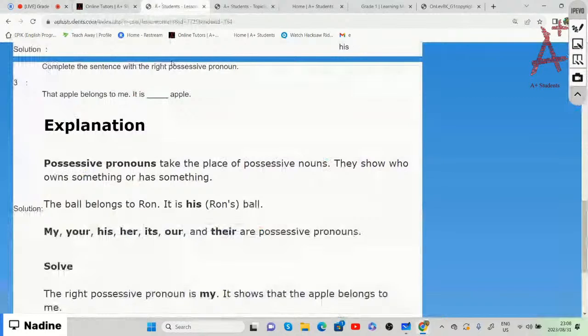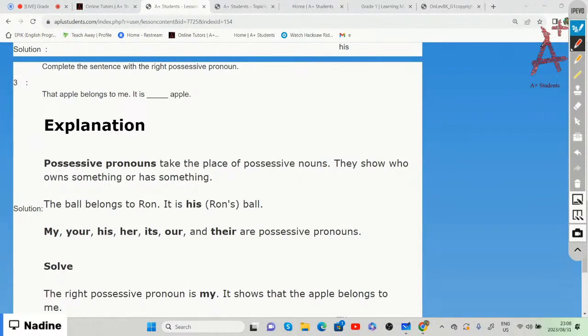The apple belongs to me. So something belongs to me, right? And we need to show possession. Then we can say it is my apple. So we say my when it belongs to me. So the apple belongs to me. It is my apple, right? It shows ownership. It either shows that I own something or it shows that I have something.